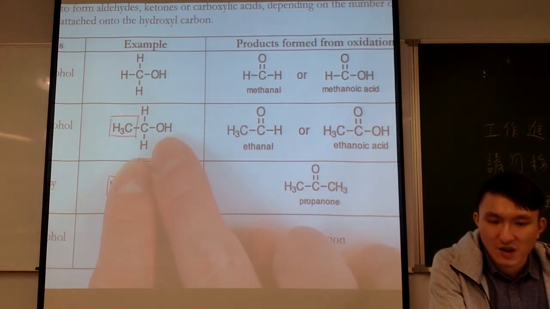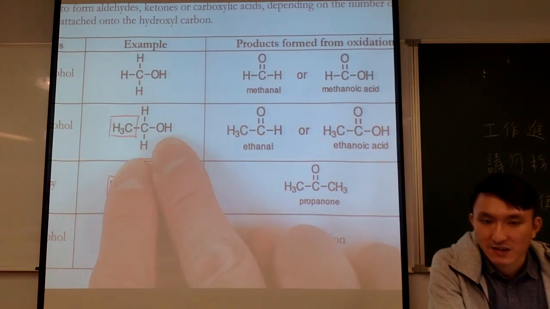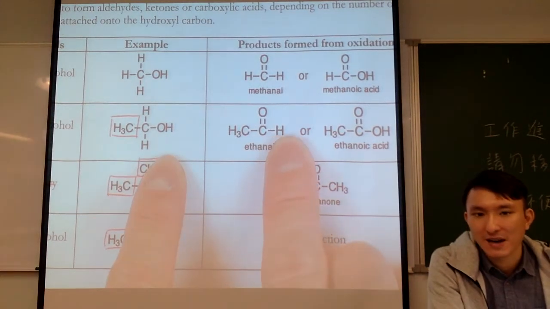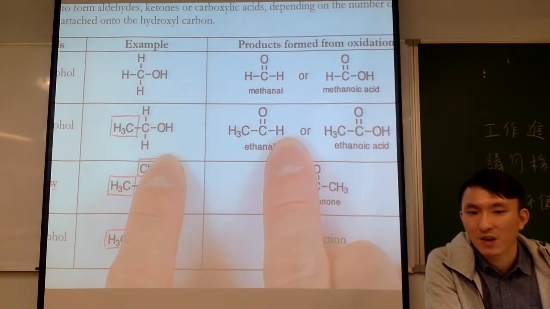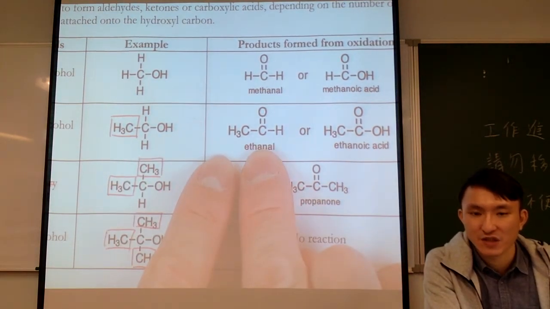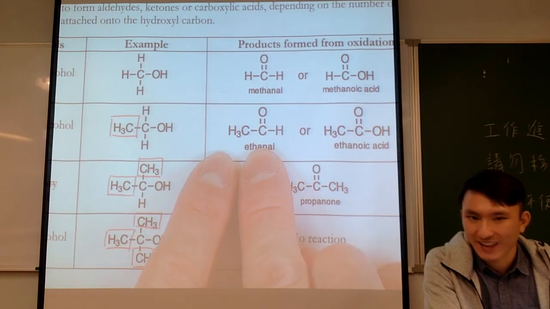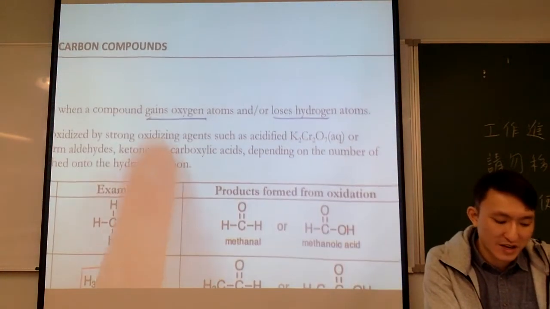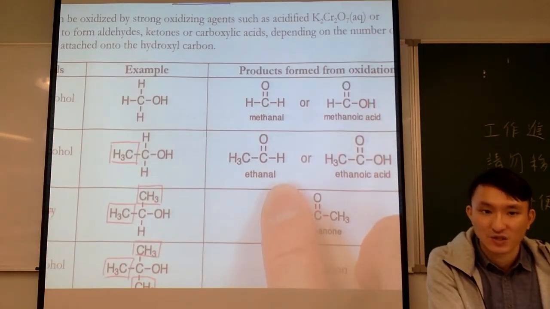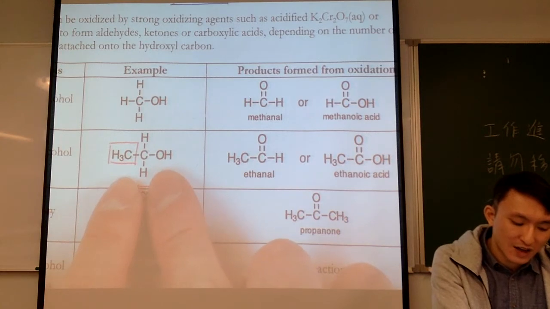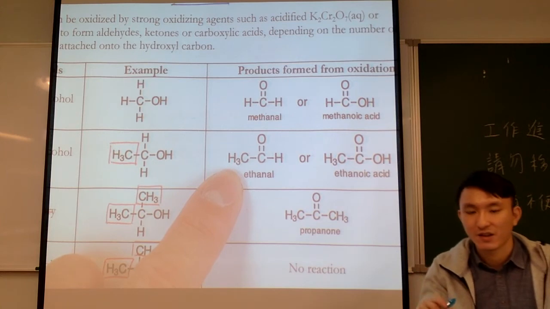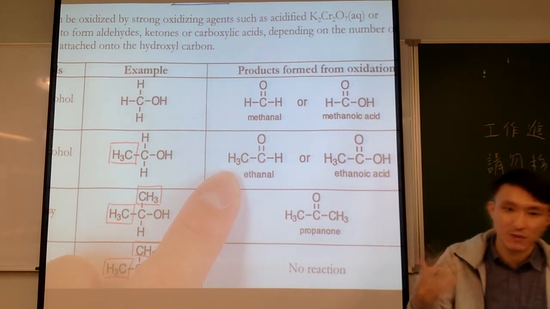Now you notice here it has one oxygen atom and three hydrogen atoms, right? And over here we have the same number of oxygen atom, but it has only one hydrogen atom left. So you see, from here to here, the reaction results in the loss of two hydrogen atoms, and therefore, according to what we mentioned here, it belongs to oxidation reaction. Okay, so this is the reason why changing from alcohol to aldehyde is considered as oxidation reaction, because two hydrogen atoms have been removed.